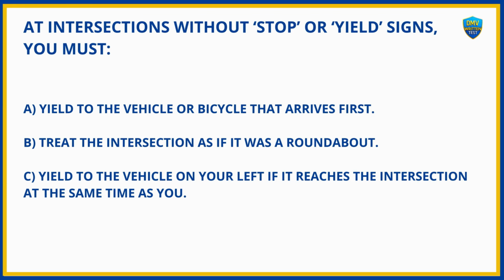At intersections without stop or yield signs, you must A. Yield to the vehicle or bicycle that arrives first. B. Treat the intersection as if it was a roundabout. C. Yield to the vehicle on your left if it reaches the intersection at the same time as you. And the answer is A. Yield to the vehicle or bicycle that arrives first.